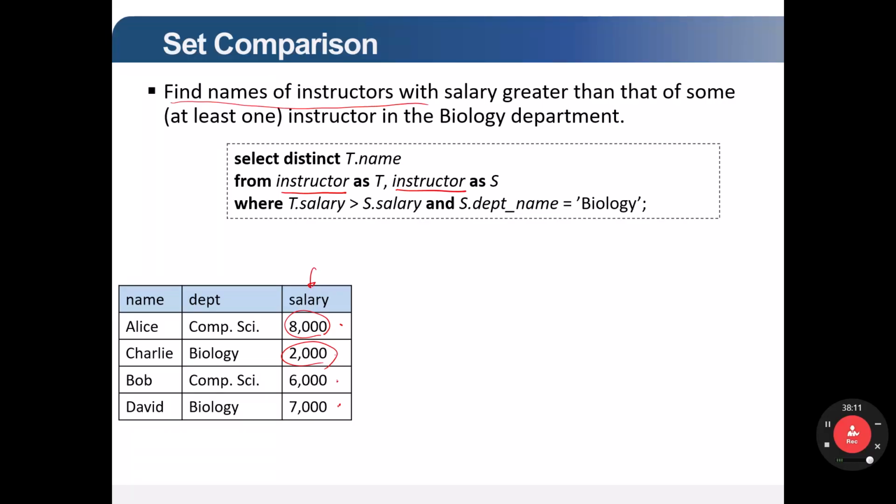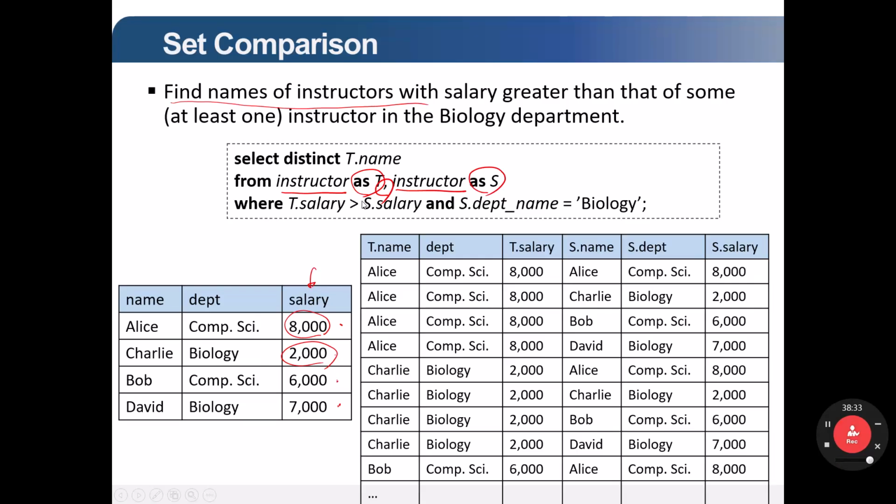And to avoid confusion, it is recommended to rename each instance of the tables. So here, do I have an animation? No. So after we rename these 2 tables into T and S, we perform Cartesian product, then we will get this large table.